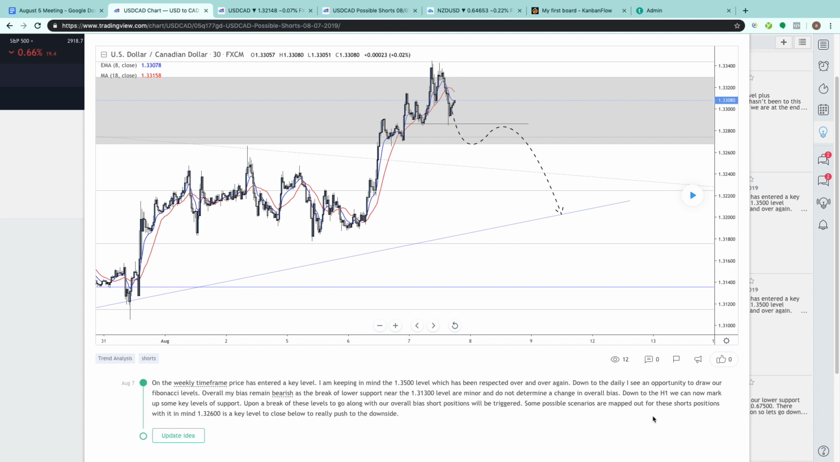Down to the H1, we can now mark up some key levels of support. Upon a break of these levels, to go along with our overall bias, short positions will be triggered. Some possible scenarios are mapped out for these short positions. With that in mind, 1.326 is a key level to close below to really push to the downside. 1.326 is the lower level of this weekly zone that I have marked. 1.350 is the upper level, which is a psychological level as well. Actually, it's a little bit higher than that. So let's hop over to the chart.